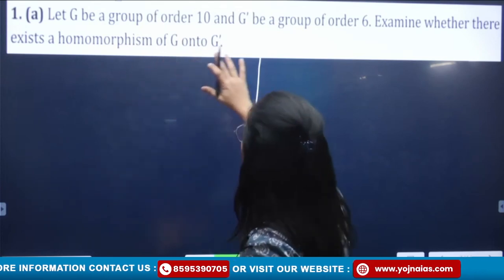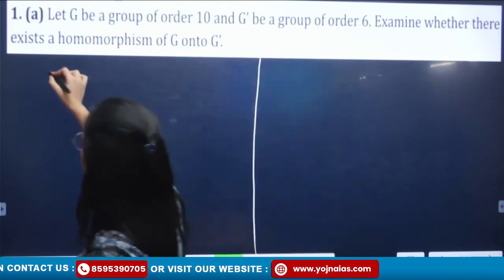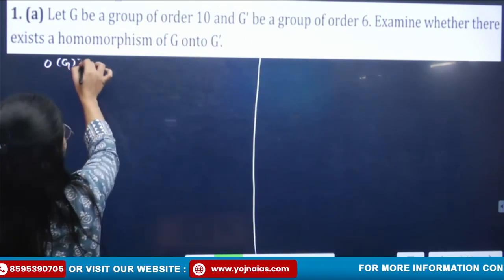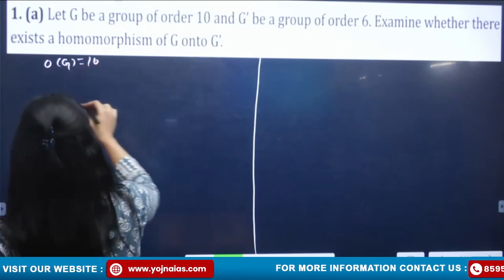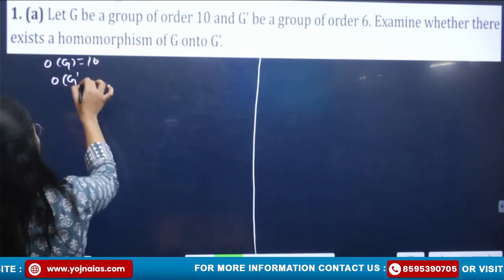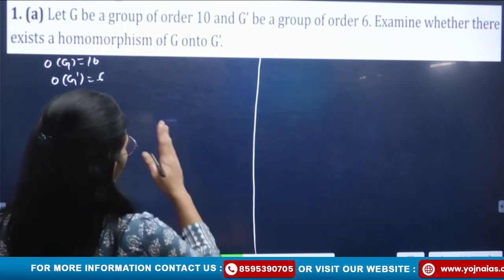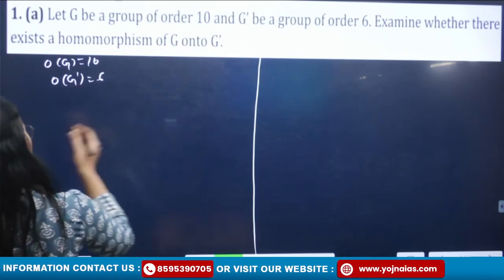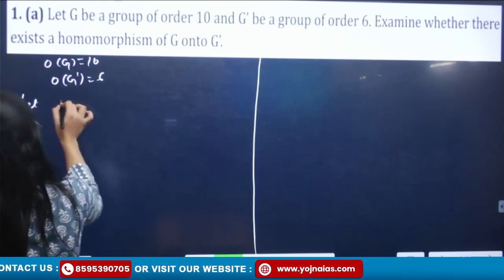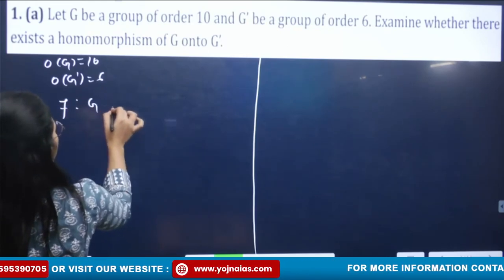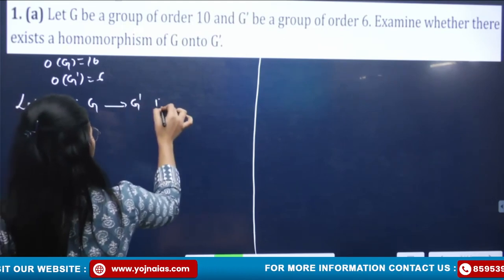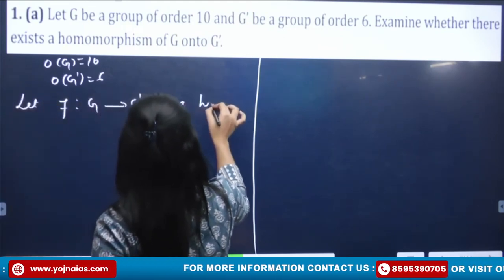So let G be a group of order 10. That is, order of G is 10, and G dash is a group of order 6, another group whose order is 6. Examine whether there exists a homomorphism of G onto G dash. So let f from G to G dash be a homomorphism.